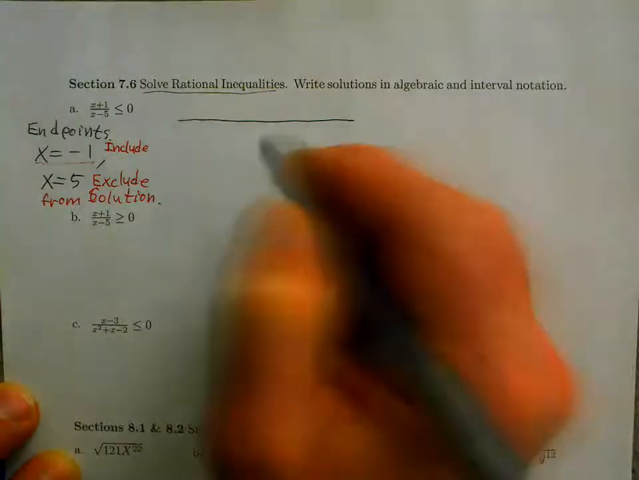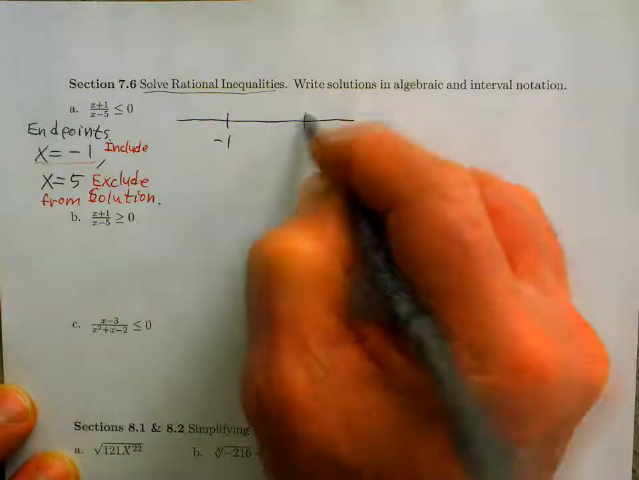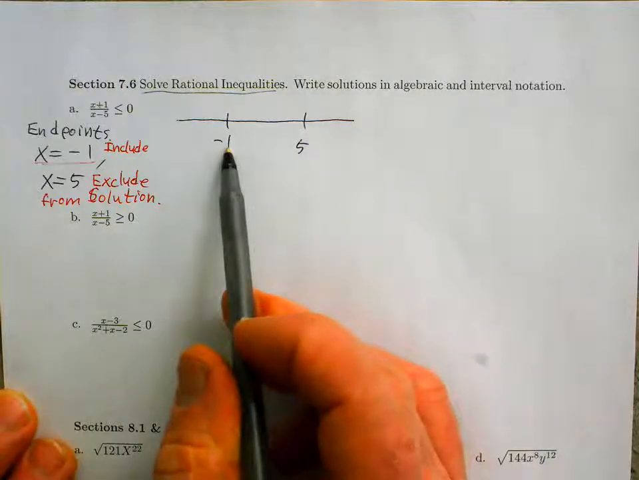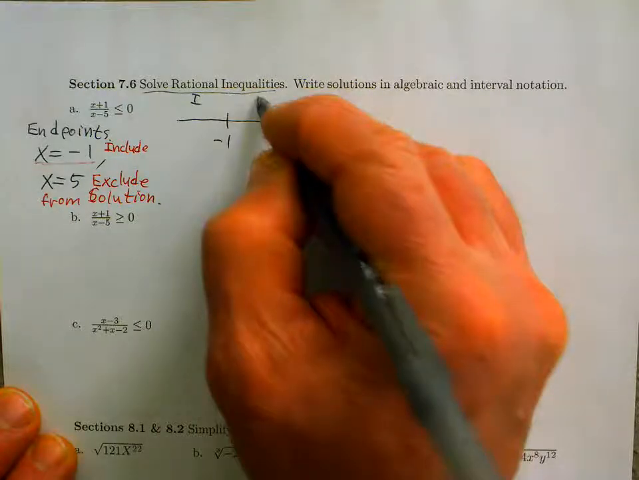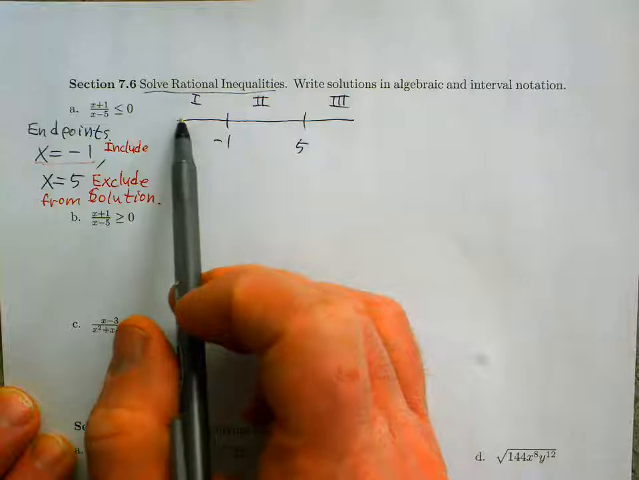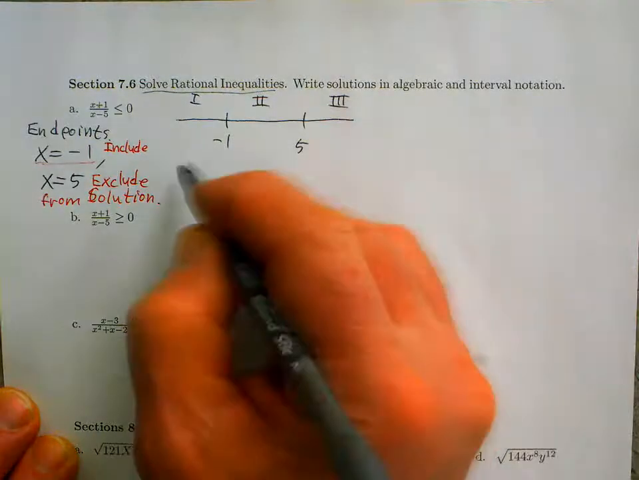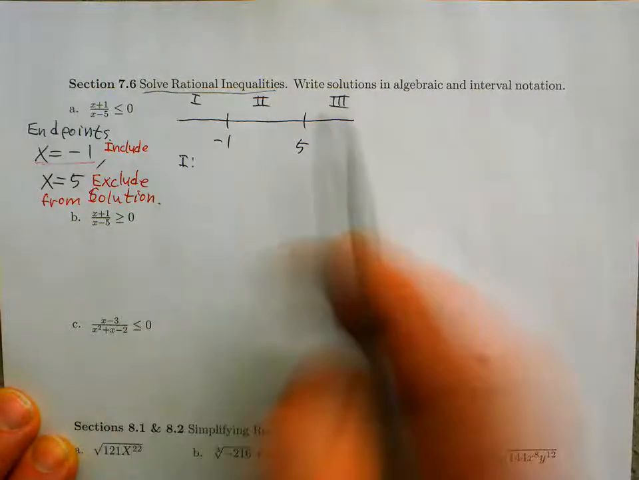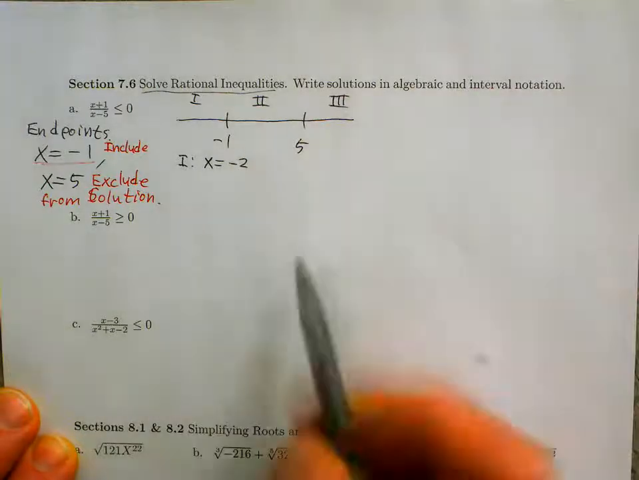Okay, the particular method for solving this is to use the endpoints to divide the number line into separate intervals. So we have 2 endpoints, so the number line is divided into 3 separate intervals. So we pick a test point from each interval. In the first interval on the left, let's pick x to be -2.